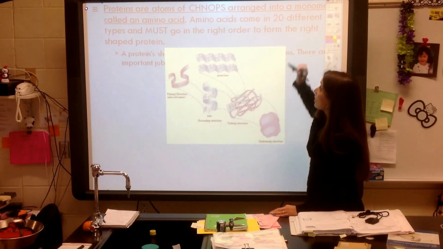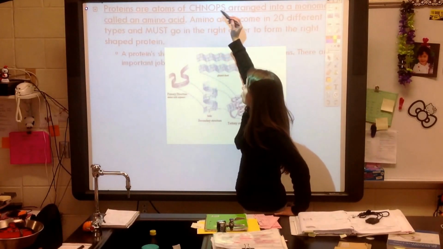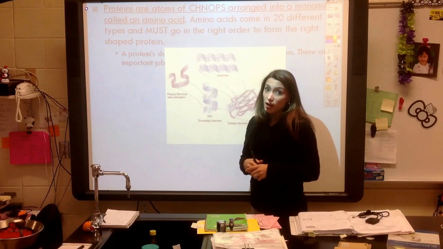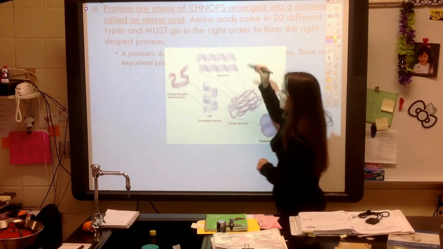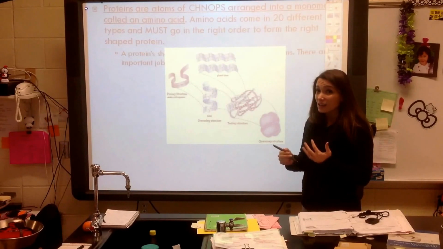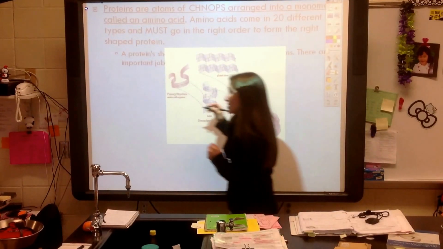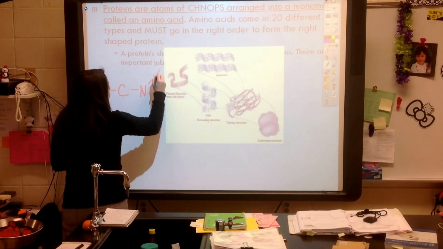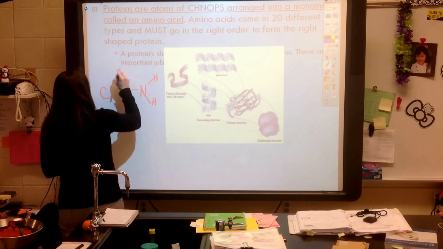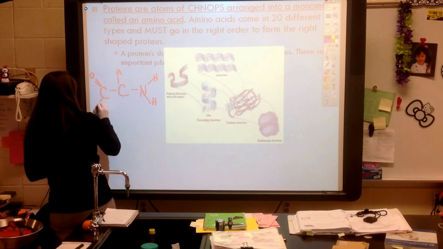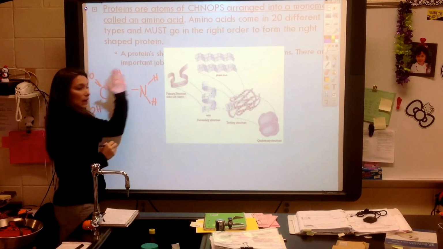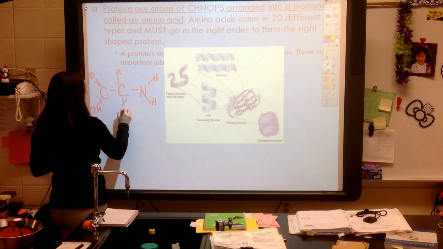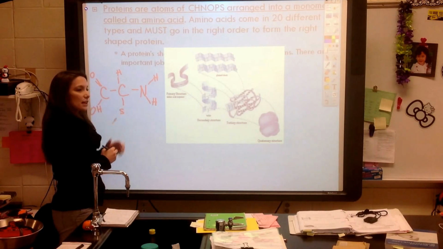Proteins are SNOPs: carbon, hydrogen, nitrogen, oxygen, phosphorus, and sulfur. So we need all 6 essential elements. And we're going to arrange them into something called an amino acid. Now that amino acid, just in case you're curious, has a carbon here, and a carbon here, and a nitrogen. And you don't even have to draw this or know this, but I wanted you to see what an amino acid looks like. An amino acid has all of these things, and sometimes it has sulfur here, and sometimes it has other things.